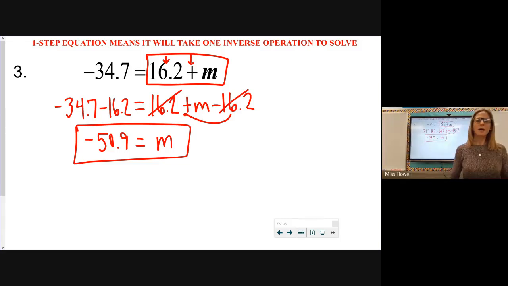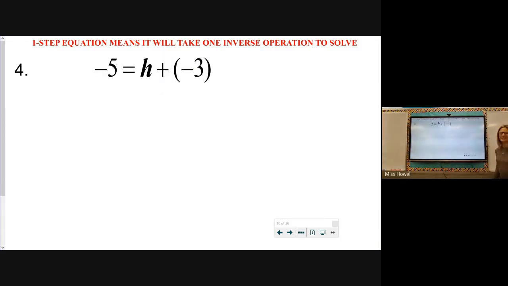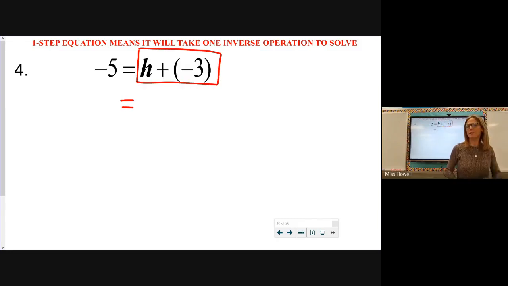All right, one more when we start with add. We have negative 5 equals h plus negative 3. Now, the thing that makes this one a little bit tricky, again, our variable is behind our equal sign, so we have to be careful with our order. And also our number is a negative, which tends to mess us up a little bit. I'm focusing on this side where h is. It is behind the equal sign, so h is going to stay behind the equal sign.